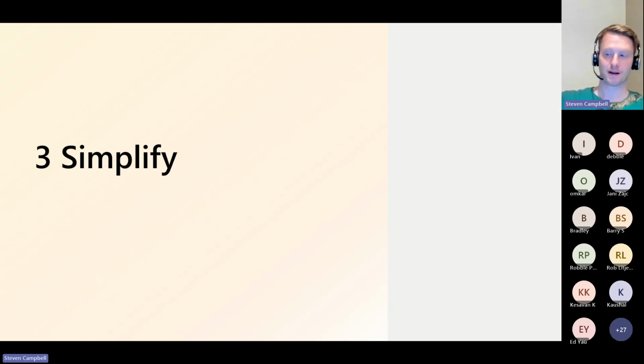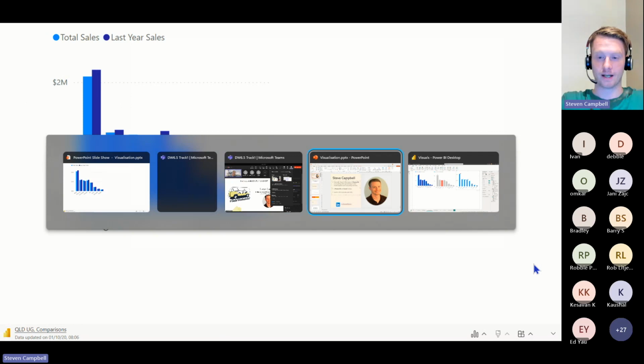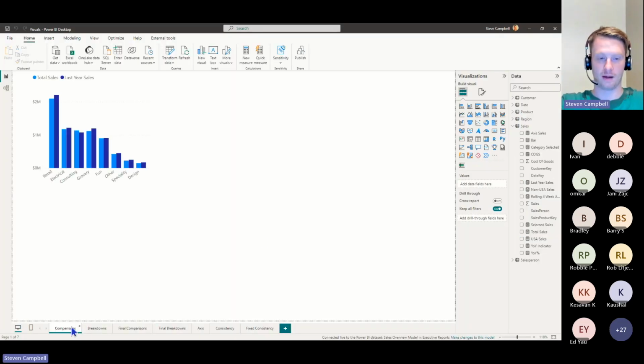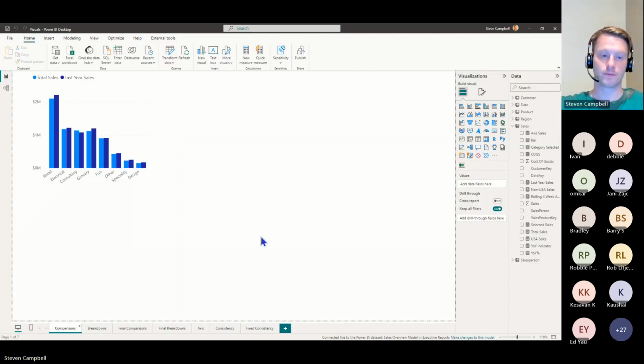Now, tip number 3, simplify. Simplify is one that's very, very important. And for this, I'm actually going to pop over here and we'll have a look at some comparisons. So when we have a graph like this, and this is quite common, it's very hard sometimes for us to compare total sales versus last year's sales.